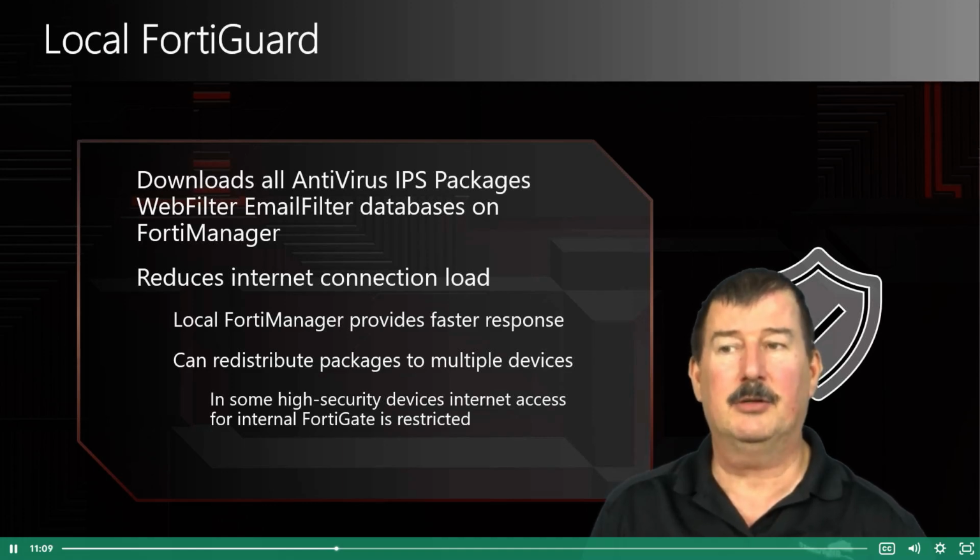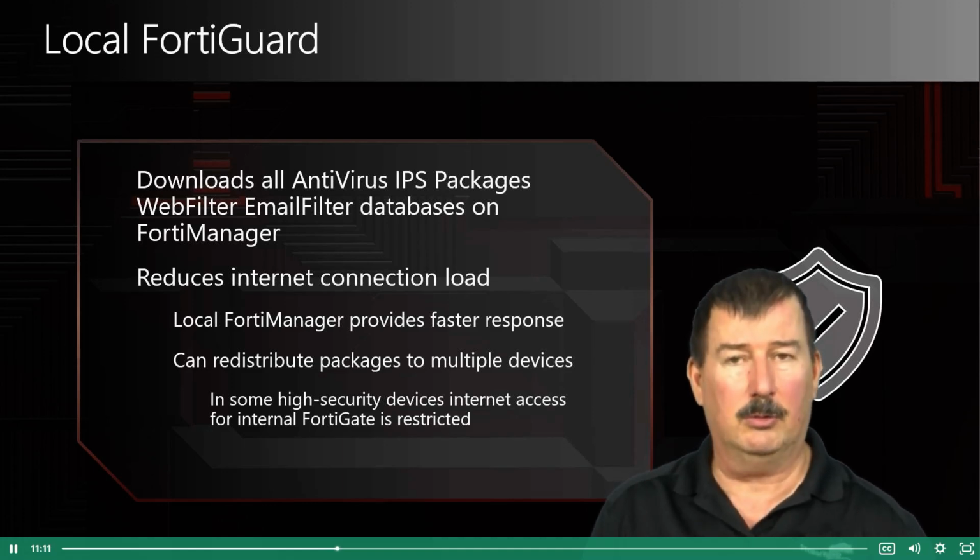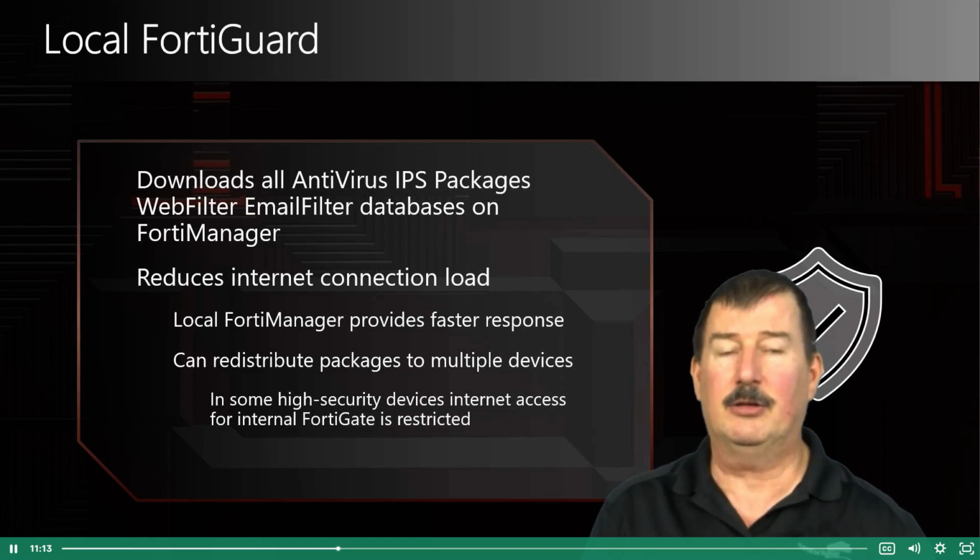What we're doing here is downloading it all locally so we don't have that latency. It's right here on our package. We're going to be able to check it right here, right now. So we can redistribute these packages to multiple devices. Remember, we upgrade primary, it gets pushed down to the secondary, right? In some high security instances, internet access from internal FortiGate is restricted.